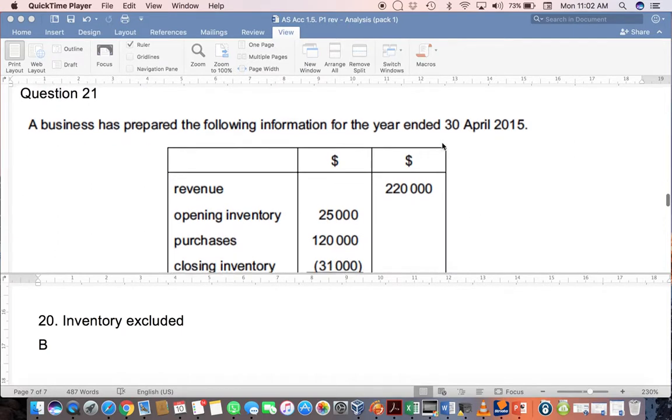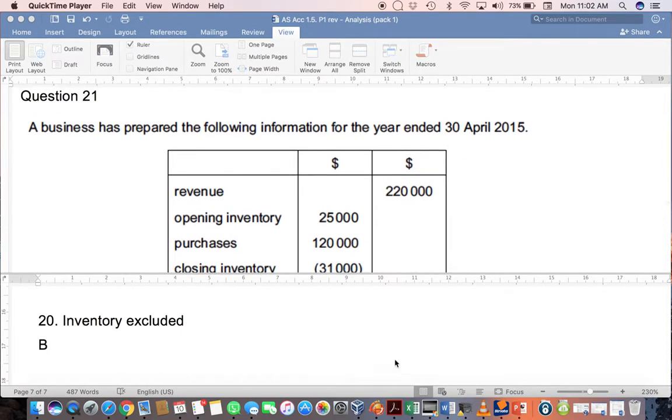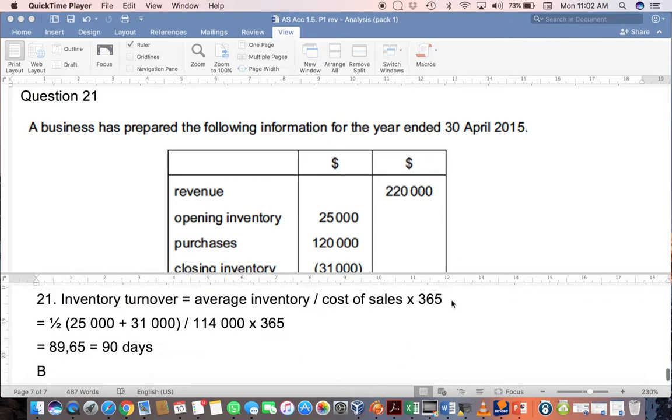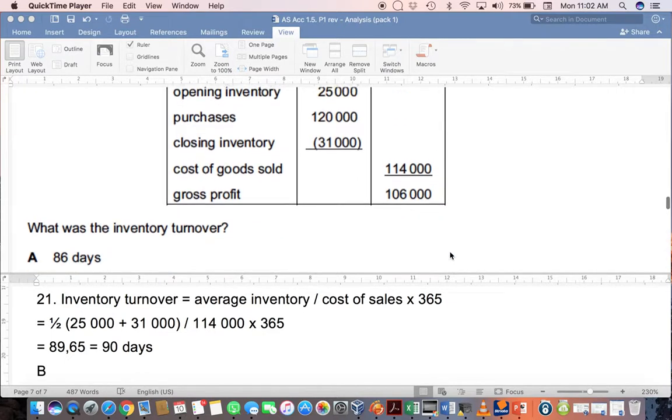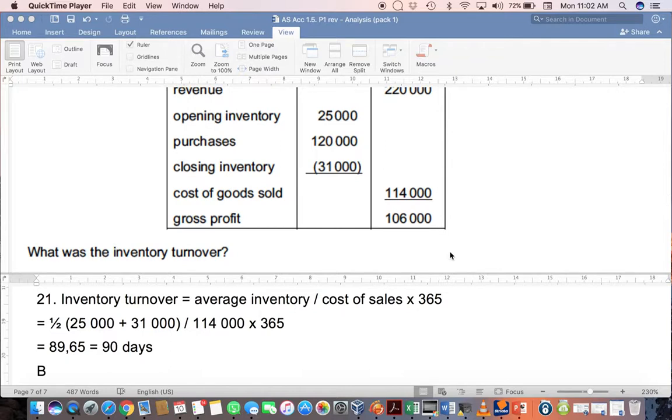The last question, 21. A business has prepared the following information for the year ended the 30th of April 2015. You are given your trading statement, basically. You've got your revenue or total sales, and then the calculation of cost of sales to get your gross profit. You are then asked, what was the inventory turnover? Remember that to calculate inventory turnover, you would use your average inventory if you are given beginning and ending figures. If not, you would just use whatever you are given.